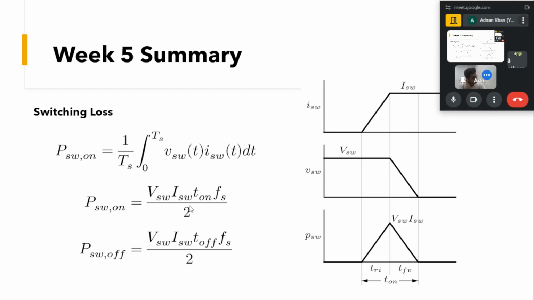So these two equations will give us the turn on and turn off losses for a particular device.